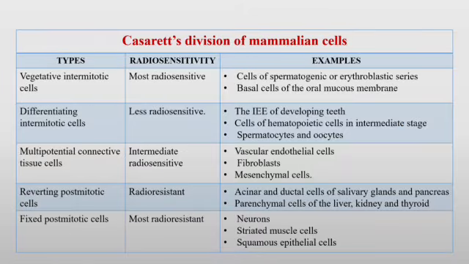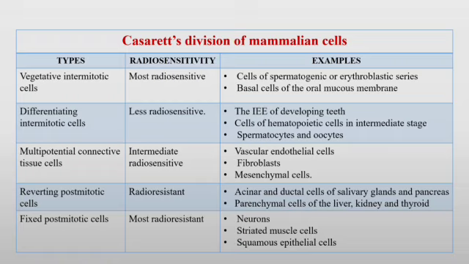Vegetative intermitotic cells are most radiosensitive and they include cells of spermatogenic or erythroblastic series and basal cells of oral mucous membrane. Next is differentiating intermitotic cells, which are less radiosensitive and they include inner enamel epithelium of developing teeth, cells of hematopoietic cells in intermediate stage, spermatocytes and oocytes.